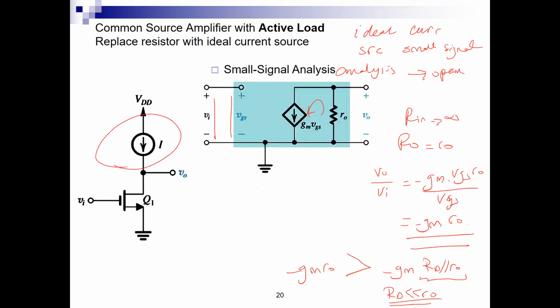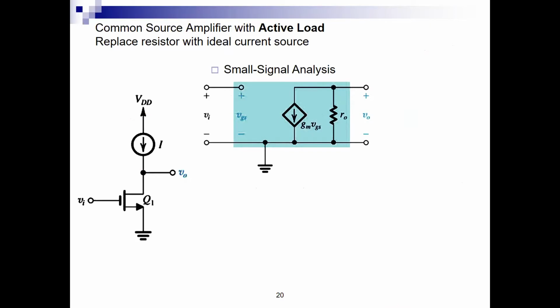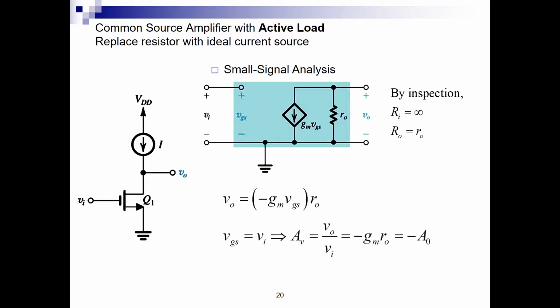Okay, so let us look at what the slide is telling us here. We found Rin, we found Ro, and we found the gain, and we said Vo over Vin is really equal to the intrinsic gain of the transistor. So I recovered the maximum gain that I can achieve. So we really want to replace the resistor with the current source.